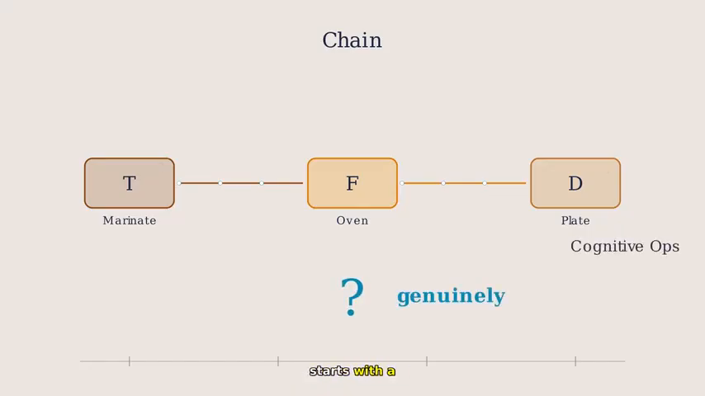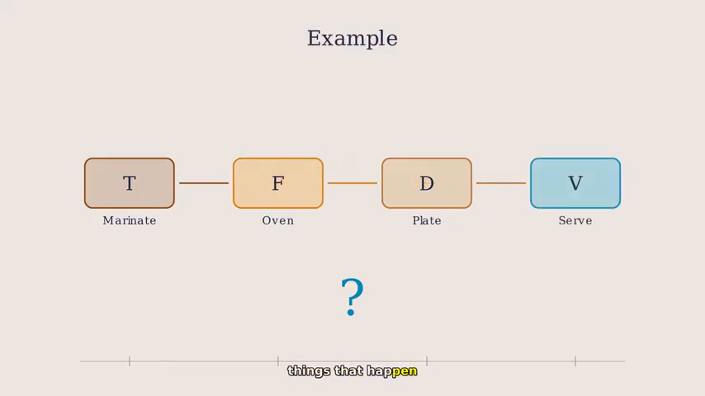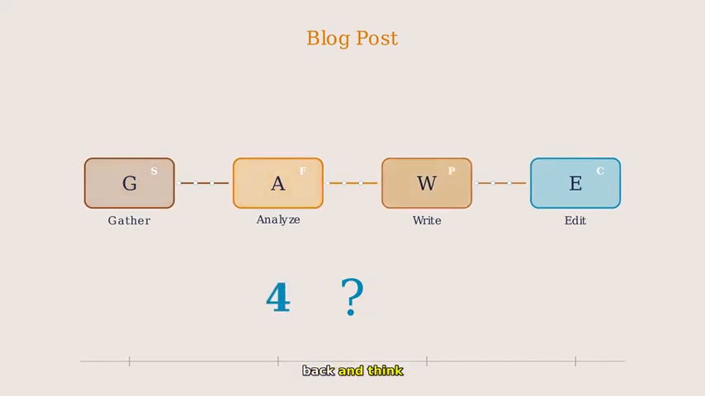The process starts with a single question. What are the genuinely distinct cognitive operations this task requires? Notice the word genuinely. Not what are the different things that happen, but what are the things that require a fundamentally different kind of thinking? Let's work through an example. Say your goal is to produce a competitive analysis blog post about a software company. If you step back and think about it, this task has at least 4 distinct cognitive phases.